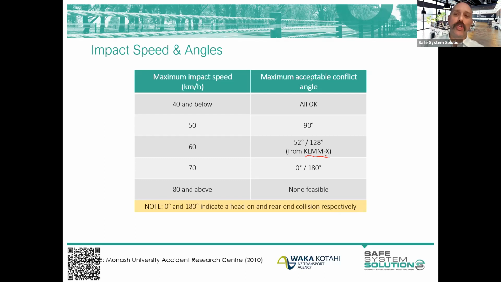I shouldn't say never, but it would be highly unlikely that you would ever need to use a model like this in doing a safe system assessment. The reason is that a safe system assessment is a fairly broad brush tool to give you an indication of where risk lies or where things don't align with safe system principles. But from these models, we know that the 60 km/h mark is about it with these different angles, and 70 km/h for that head-on.